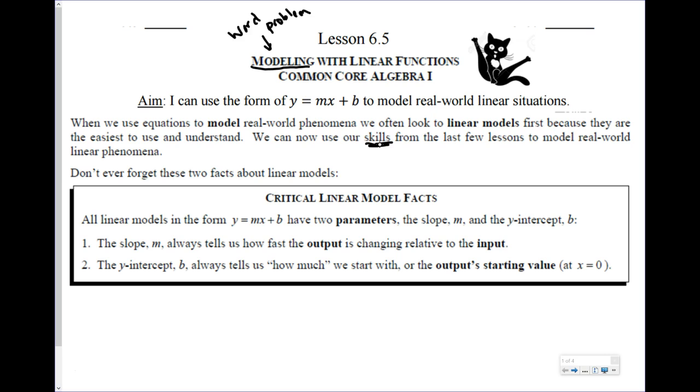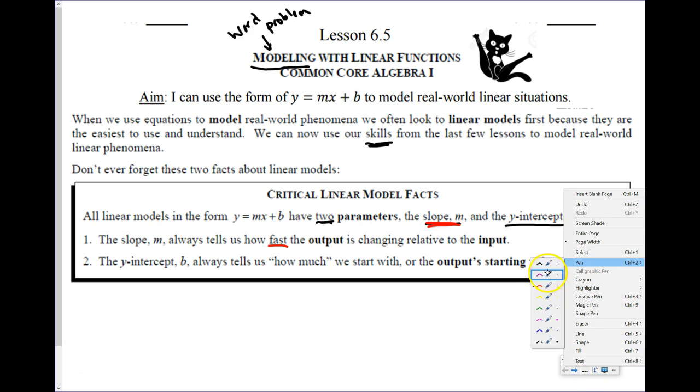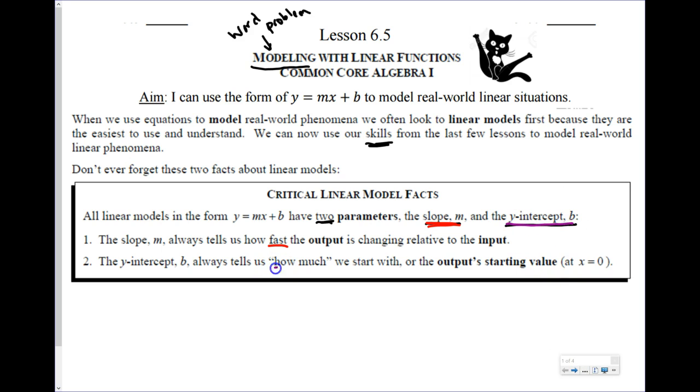Don't ever forget these two facts about linear models. All linear models in the form of y equals mx plus b have two parameters, the slope m and the y-intercept b. The first part is that the slope m tells us how fast the output is changing relative to the input. So it talks about speed, rate, the amount something is changing. The y-intercept, on the other hand, tells us how much we start with. This is really important. The y-intercept b always tells us how much we start with at x equals 0.